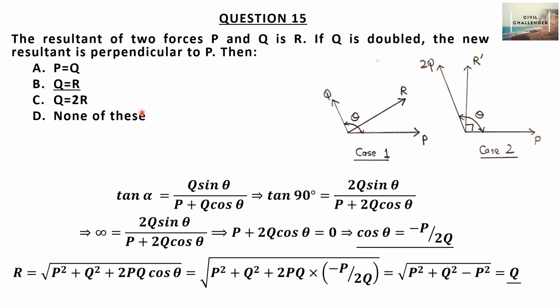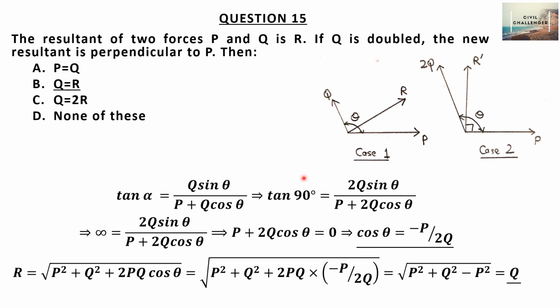The question says about two cases. The first case is that the resultant of two forces P and Q is R. Then the second case is, if Q is doubled, then the new resultant is perpendicular to P. Now the assumption is that the angle between these forces P and Q in the first case will be equal to the angle between the forces P and 2Q. Then from the second case we know that tan alpha, which will be the angle between the resultant and the first force, is equal to Q sin theta divided by P plus Q cos theta.